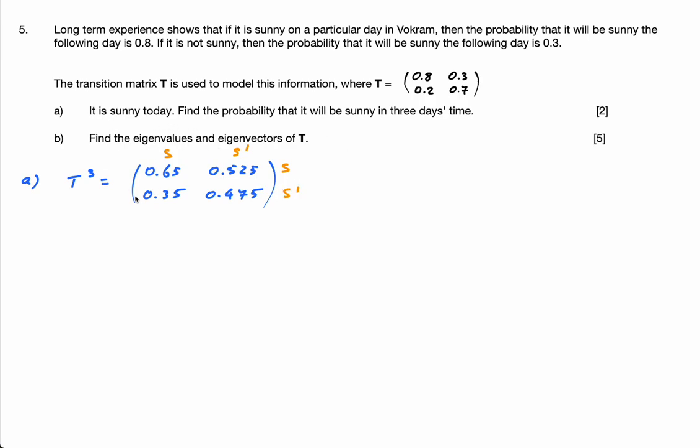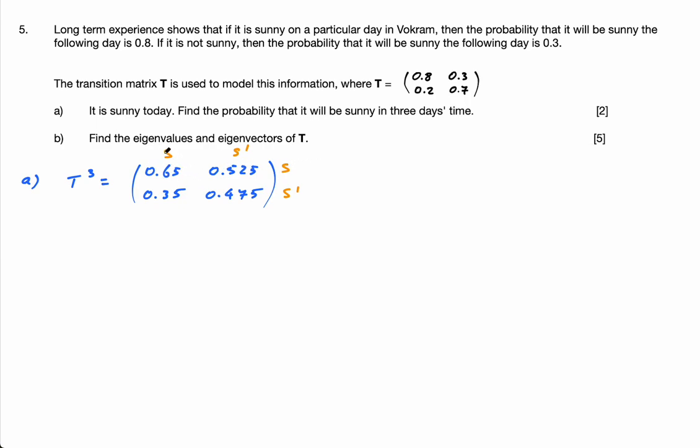So this column means if it's sunny today, what's the probability it'll be sunny in 3 days' time? It's this. What's the probability it won't be sunny in 3 days' time? It's this. This means if it's not sunny today, this is the probability it'll be sunny in 3 days' time, and this is the probability it won't be sunny in 3 days' time. So that's how we can use a transition matrix to find future probabilities. It's really nice little way to do it.